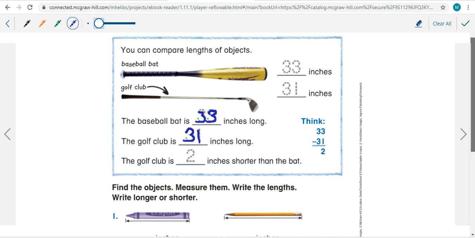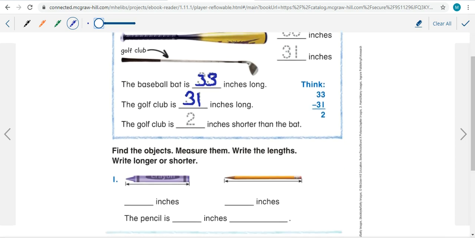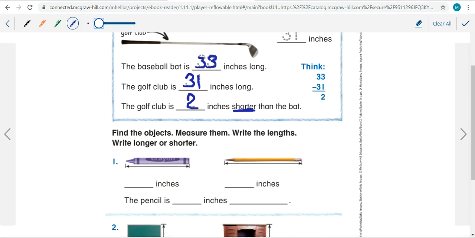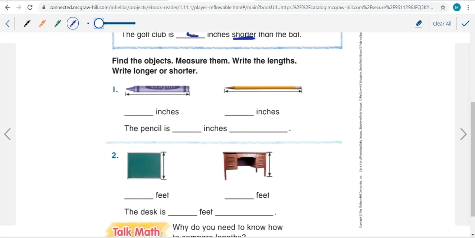As I explained in the last example, we are going to subtract 33 minus 31, which is equal to 2. So the golf club is 2 inches shorter than the bat. It depends on the question, but to find the difference, you always need to subtract to find the answer, okay? Now, find the objects, measure them, and write the lengths, write longer or shorter, okay? It depends on the question, so you have to take a close look at the question.